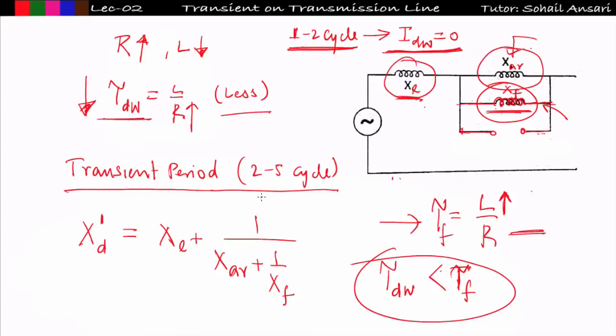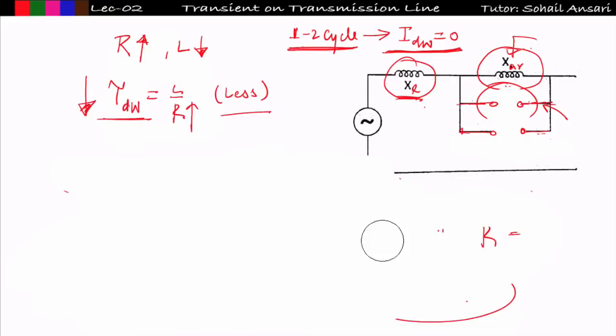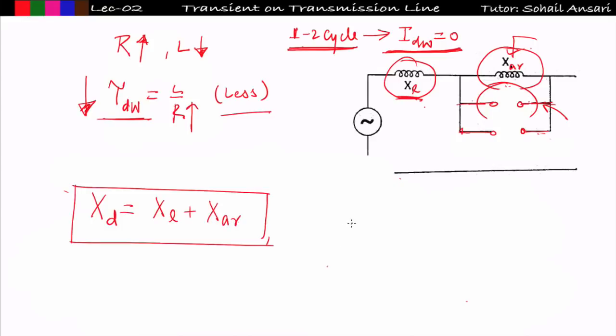So after the transient period there will be the steady state period. During the steady state period, the effect of this AC flux produced in the field winding will also die out, and it will also behave like an open circuit, and the overall equivalent circuit I get in the steady state period is the combination of XL and XAR only. That is denoted as Xd. So finally I can say after 2 to 5 cycles, the steady state reactance Xd can be written as leakage reactance plus XAR. So what is the conclusion?